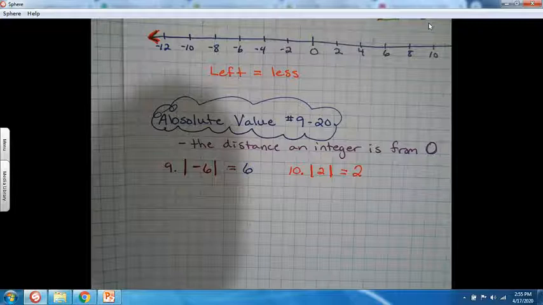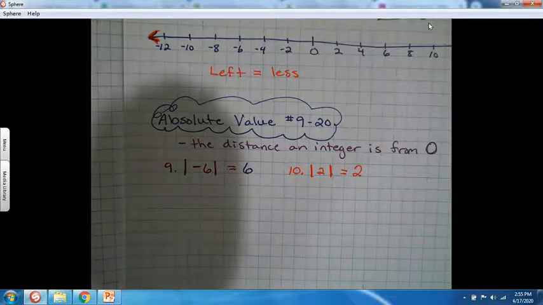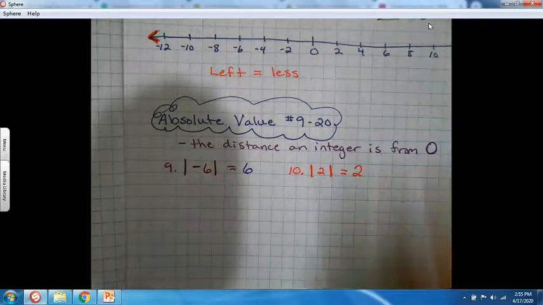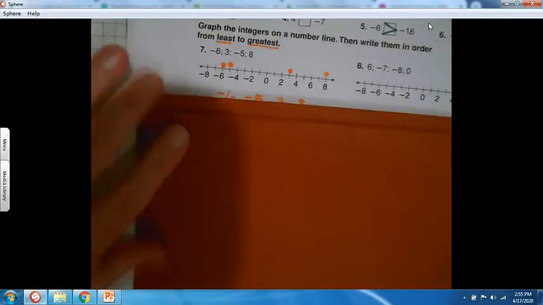Okay, I skipped number 7 and 8. Now, I'm going to show you number 7 on your worksheet, and then we'll talk about it. So you're going to have to copy it down in your notes. Okay, here's number 7.